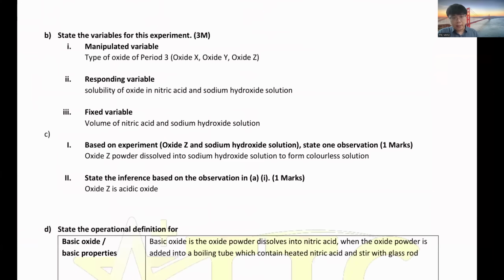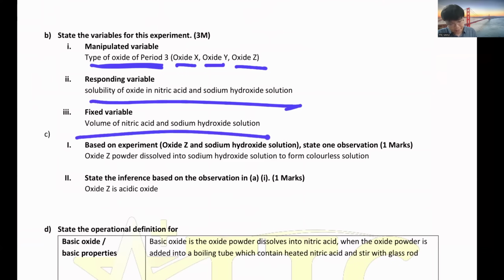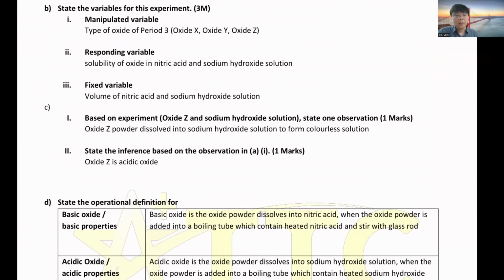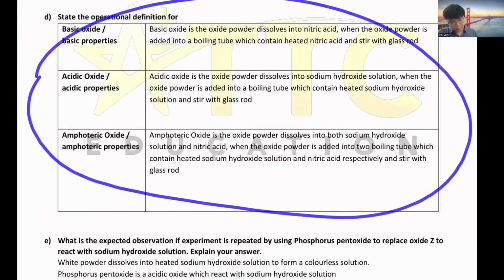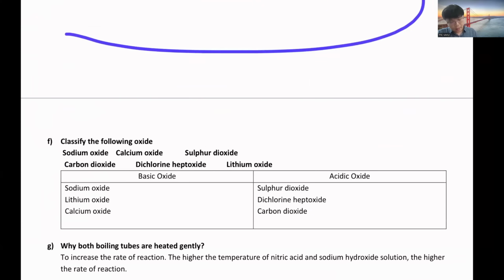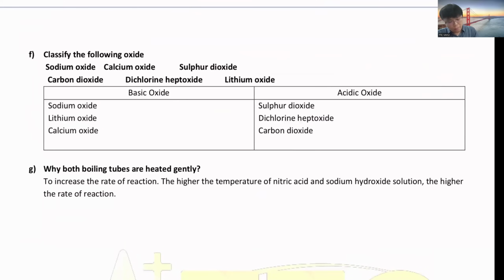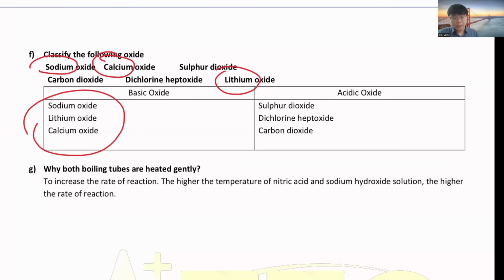Everything is the same. Here also, the type of oxide, then oxide X, oxide Y, and oxide Z. The rest will be the same. The volume is fixed. After that, the definition is the same. And then here, for metal oxides, which are metals? Sodium is a metal, calcium is a metal, lithium is a metal, so all of those are basic oxides. Sulfur, carbon, and chromium are non-metals, so they are acidic oxides.